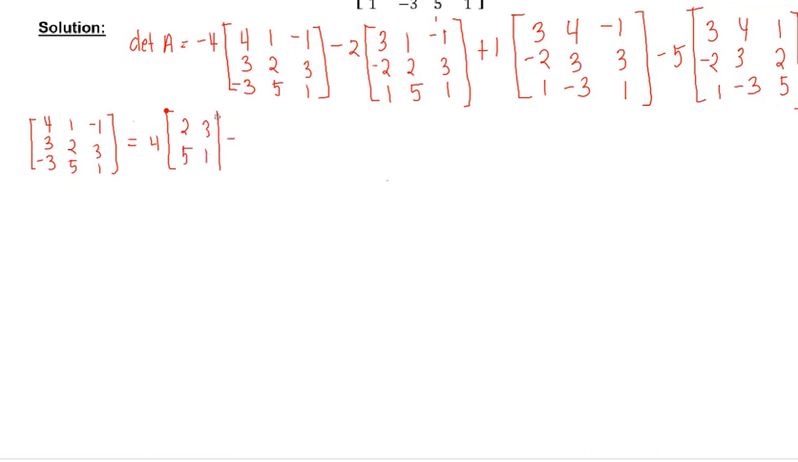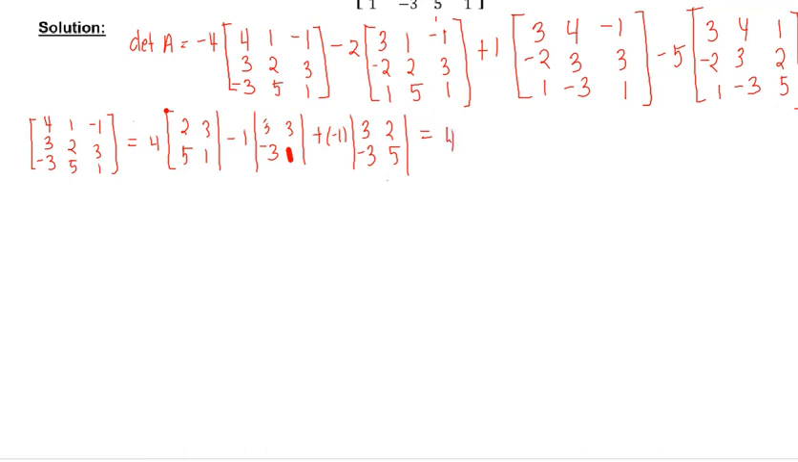So we have minus 1 times what's left over if we remove row 1, column 2, which is 3, negative 3, 3, and 1. Next we have plus negative 1 times what's left over if we remove row 1, the third column. So we have 3, negative 3, 2, and 5. Solving for this, we have to evaluate this 2 by 2.